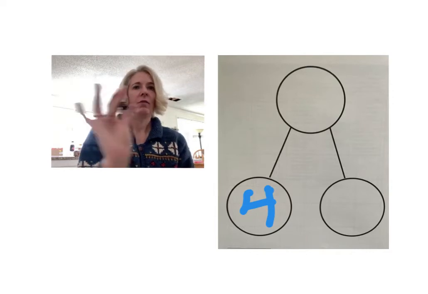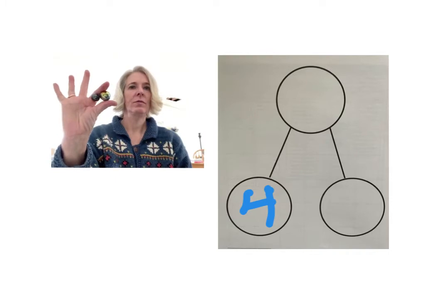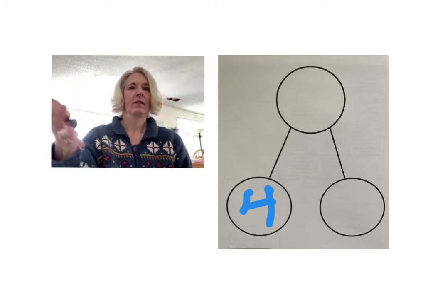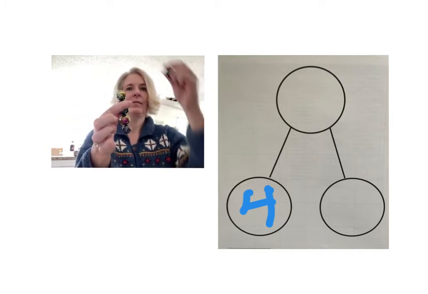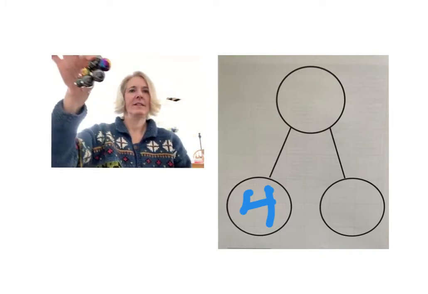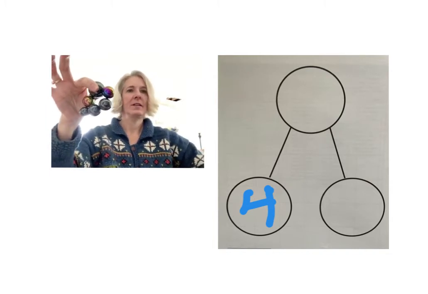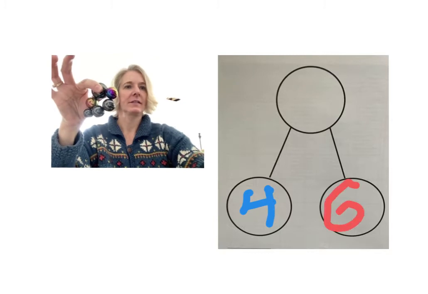I have 1 round magnet, 2 round magnets, 3, 4, 5, and 6 round magnets. So the second part of my number bond is 6.